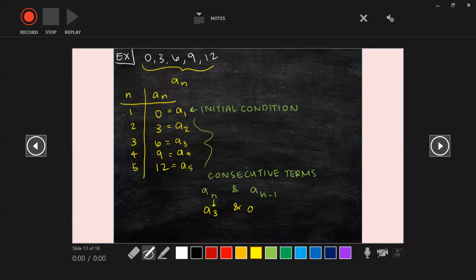Okay, so if I'm looking at A, I again am going to substitute that for 3. So A sub 3 and what? A sub 2? These guys are consecutive terms. Consecutive terms means it's just one right after another. So A sub 1 and A sub 2 are consecutive terms. A sub 2, A sub 3 are consecutive terms. A sub 3, A sub 4 are consecutive terms. And A sub 4, A sub 5 are consecutive terms.